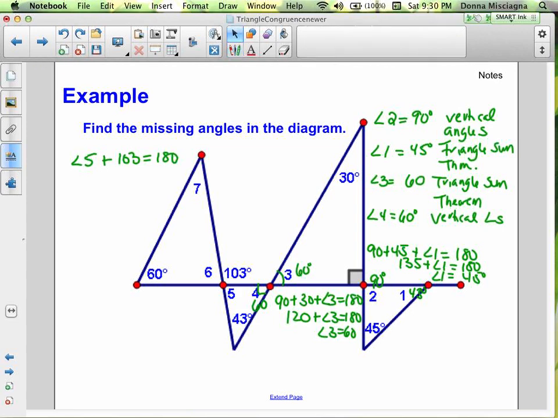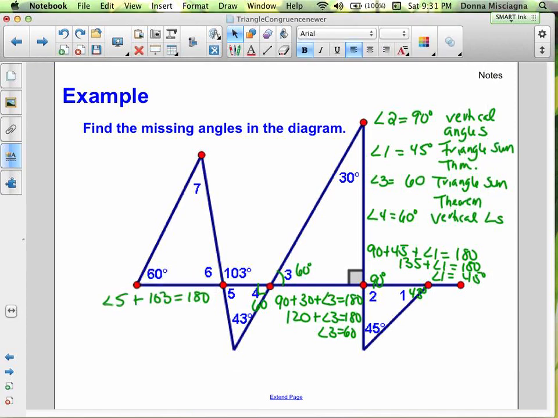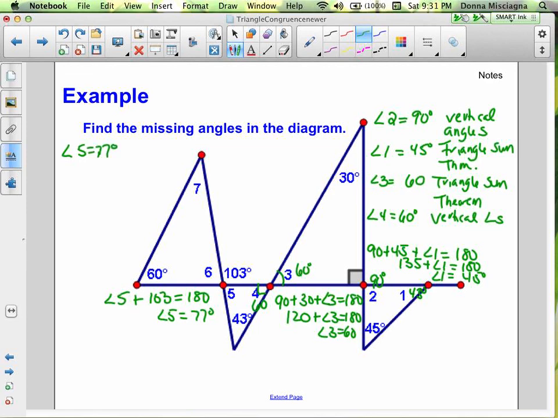So that means that angle 5 plus 103 is equal to 180 degrees. I'm going to solve that down here because I have more space. We'll write the answer up there. Angle 5 plus 103 equals 180. If we subtract 103 from both sides, angle 5 is equal to 77 degrees. So we knew that angle 5 is equal to 77 degrees, and we used linear pair angles.